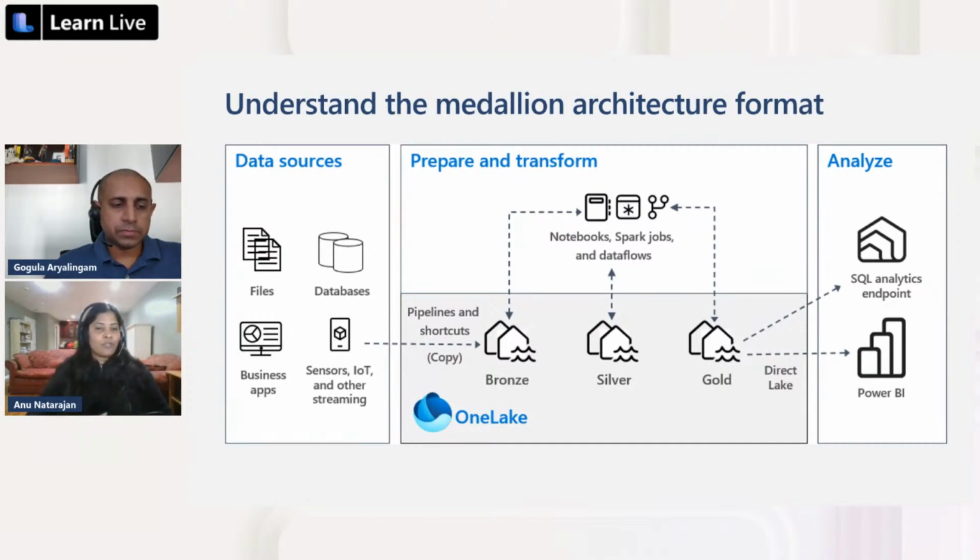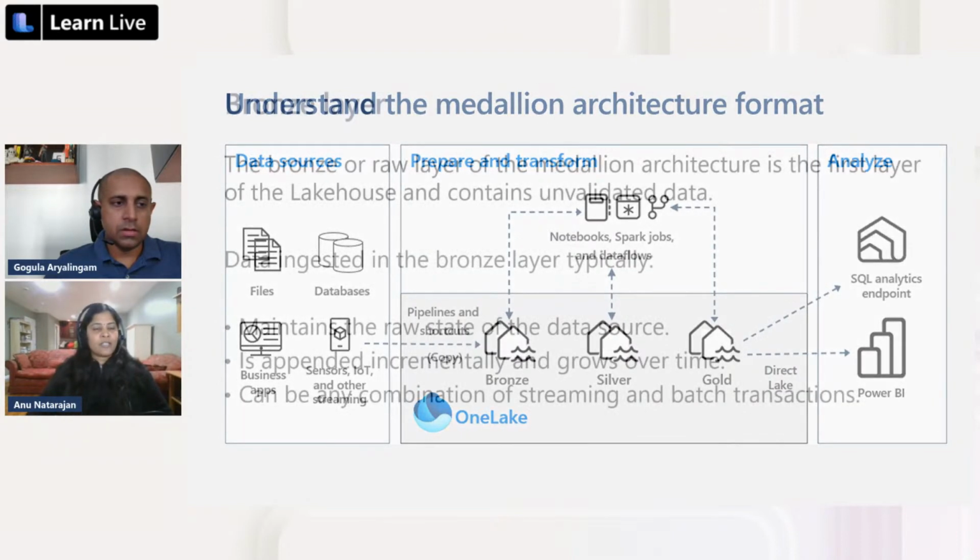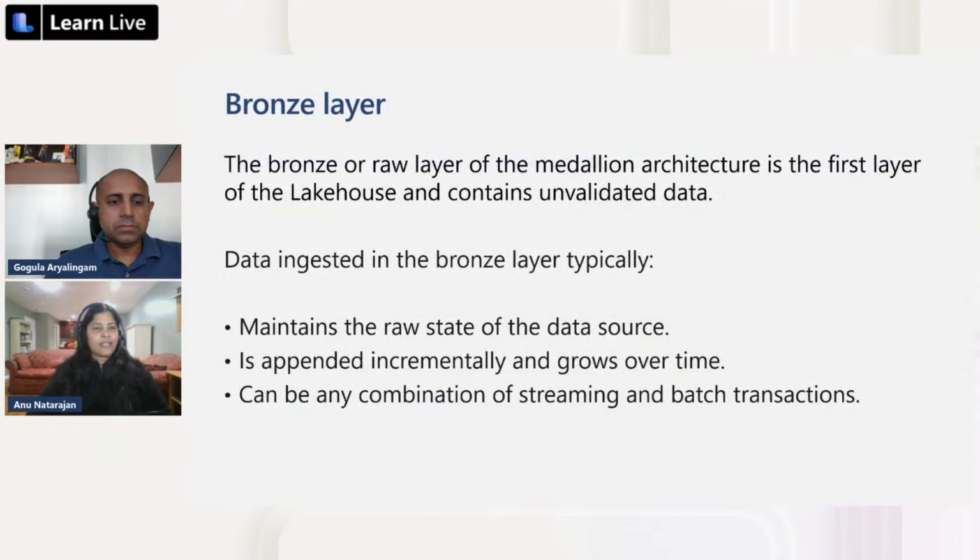So what we are going to do next is look at the purpose of each and every layer. The first layer we are going to look at is the bronze layer. The bronze layer in the medallion architecture is the first layer in the lake house. In this first layer, what we have is basically the raw data, or what we call unvalidated data. We keep the data as we retrieve it from the data sources, in its raw state.